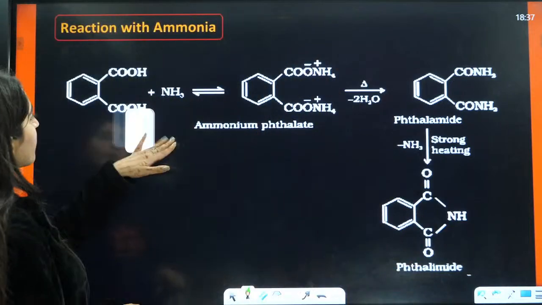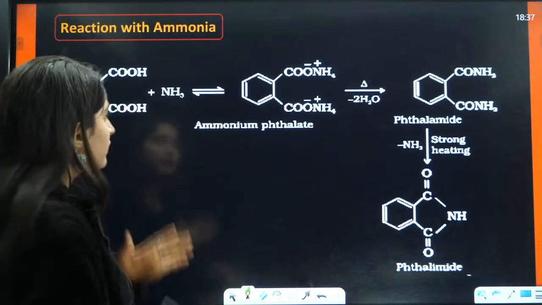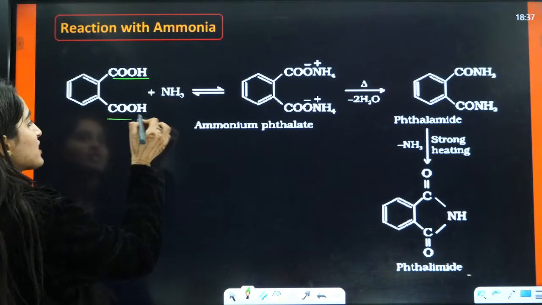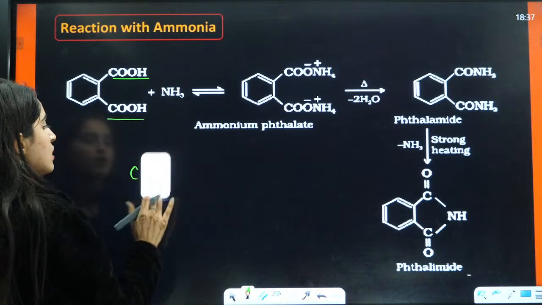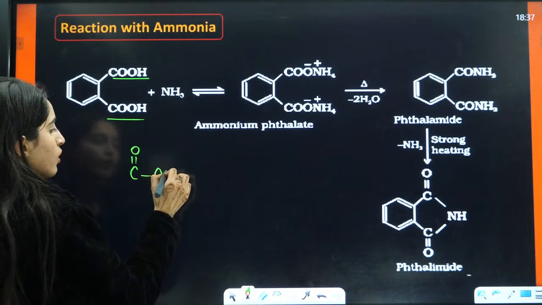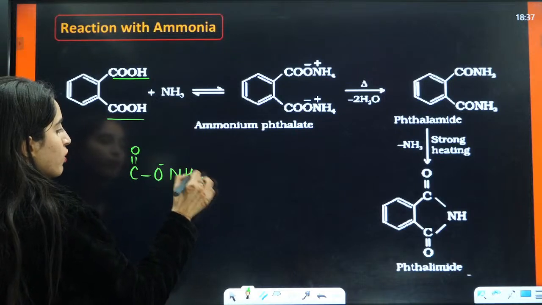How to convert phthalic acid to phthalimide, right? So when you talk about phthalic acid, you have added ammonia here. Basically what will happen is that this COOH will be converted to COO negative NH4 positive, right?